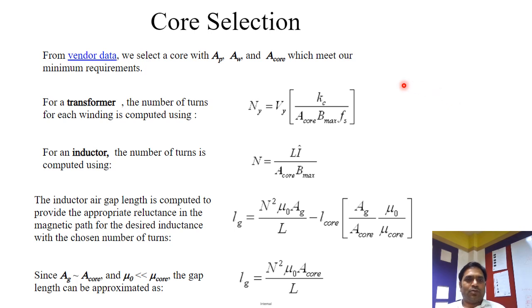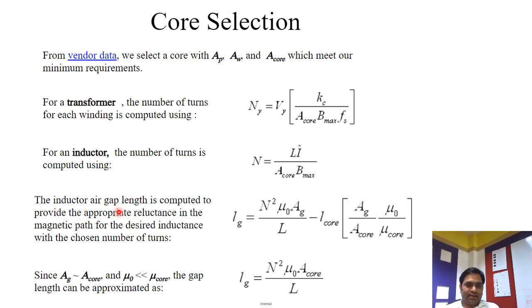Next we go for the core selection. How do we select the core for either a transformer or an inductor? From the vendor datasheet, we select a core with the area product, where they define the winding area and the A core area, which meets our minimum requirements calculated previously. For a transformer, the number of turns for each winding is computed using these equations, and for an inductor, the number of turns is computed using these equations.